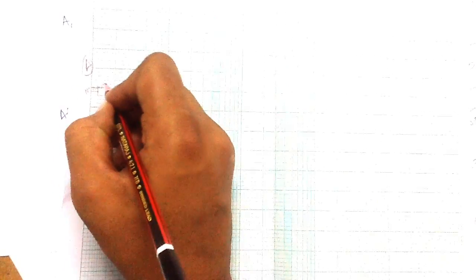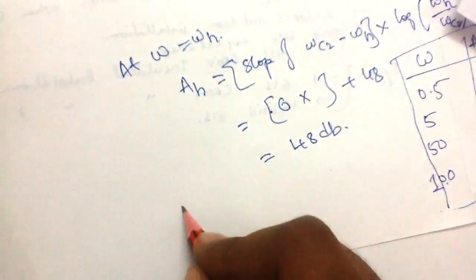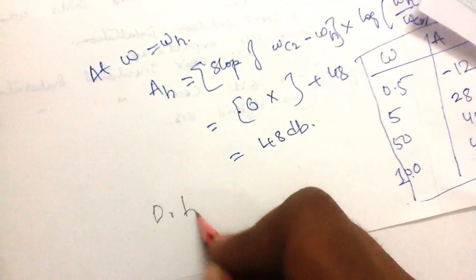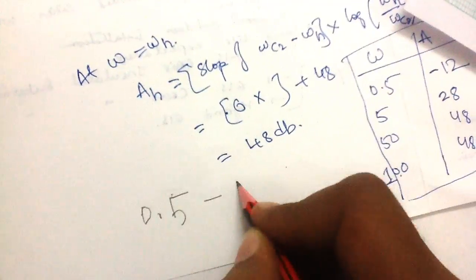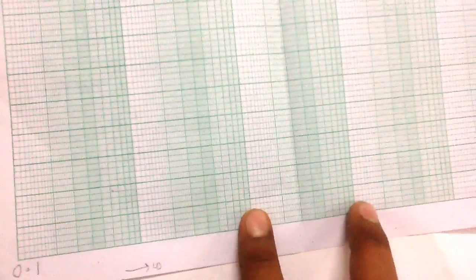On the left side of the graph sheet you're going to take A, which is your magnitude. You're going to take magnitude on the left axis, and you're going to write down omega values on the bottom axis. So in our case, omega values are ranging from 0.5 to 100. So we need to start writing 0.1. This is omega in the bottom axis. So this is 1 decade. This is another decade. This is another decade.